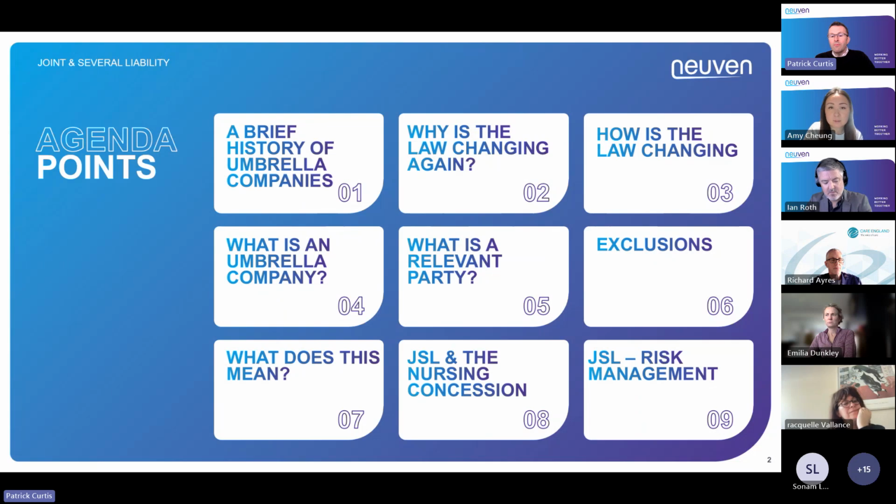I'm going to touch briefly on joint and several liability and the nursing concession, because I think the interaction of those two provisions is important for this audience. And then finally, I will wrap up by talking a little bit about what I think a proportionate response should be for various categories of people affected by these issues.